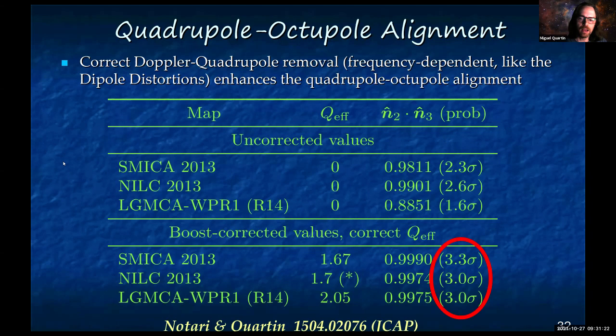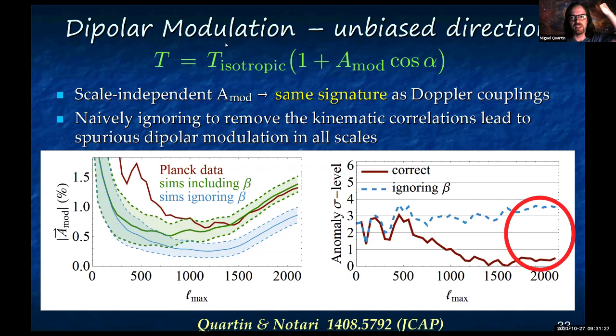Finally, the last thing is that the hemispherical, dipolar modulation also picks up a signal which is exactly the same signature as the Doppler couplings, if your modulation is independent of scale. So if you naively ignore these kinematic correlations, you detect a spurious modulation.